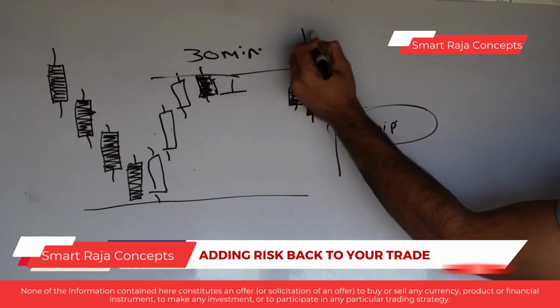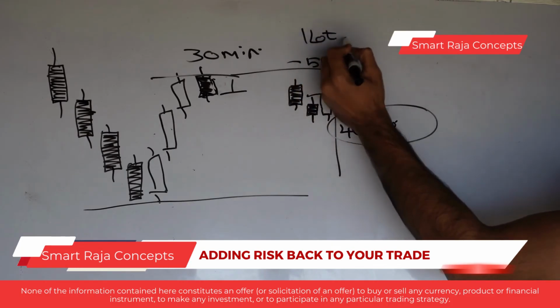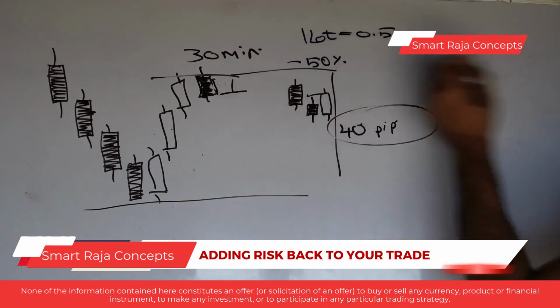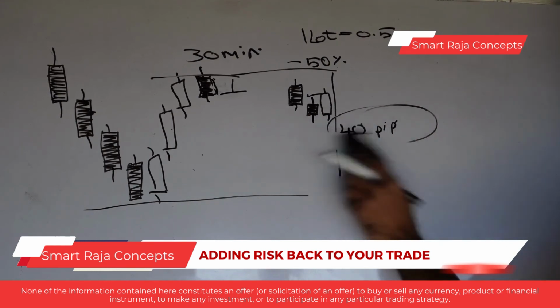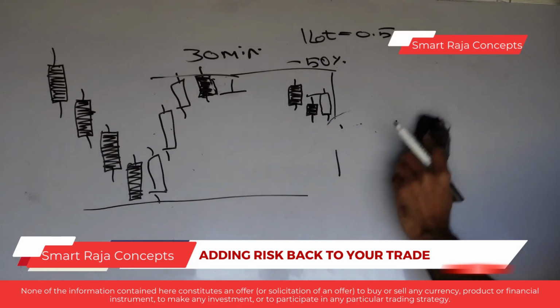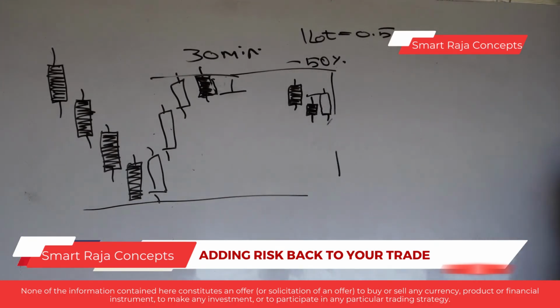Let's say you had a one lot. You're closing 0.5, so now you have 0.5 left open. You're like, okay, I don't know whether the price is going to continue to push down or push up. So either way, you managed risk and you closed 50%. Once you've closed 50%, now you're waiting to see how price is really going to move.